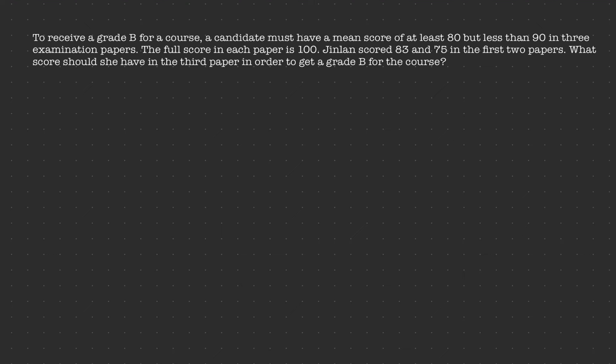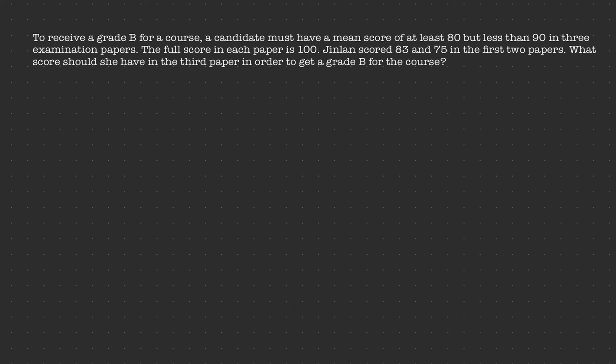Oh, grades. Okay. To receive a grade B for a course, a candidate must have a mean score of at least 80 but less than 90 in 3 examination papers. The full score in each paper is 100. Jinlan scored 83 and 75 in the first 2 papers. Oh wait, what score should she have in the 3rd paper in order to get a grade B for the course?